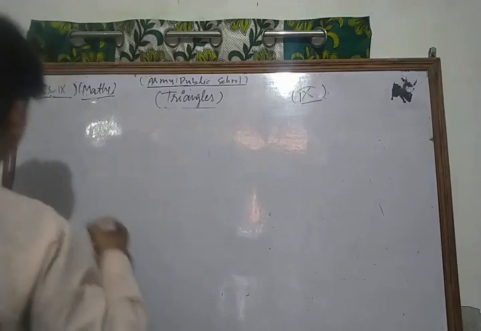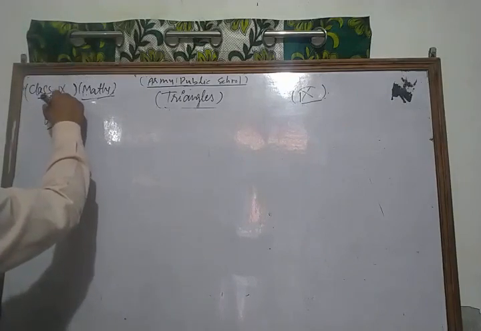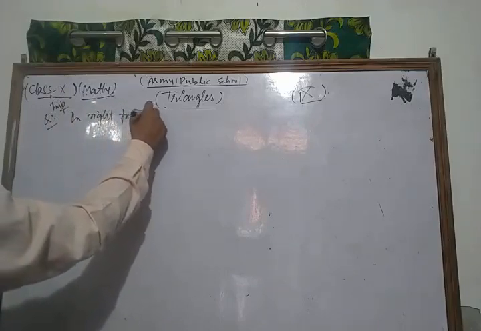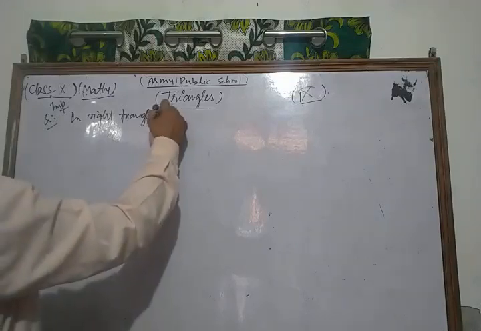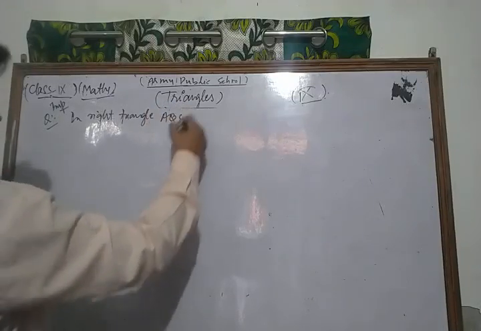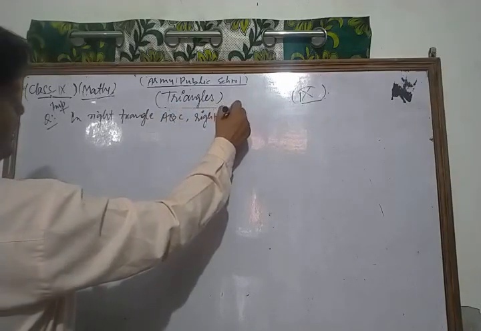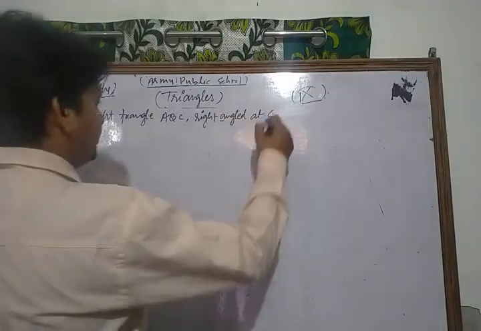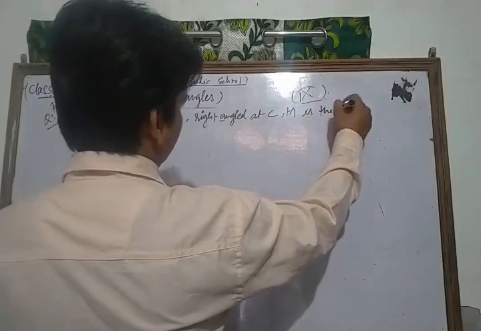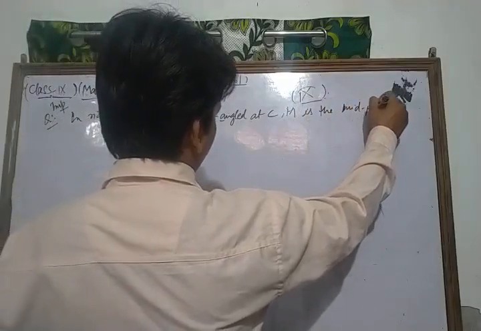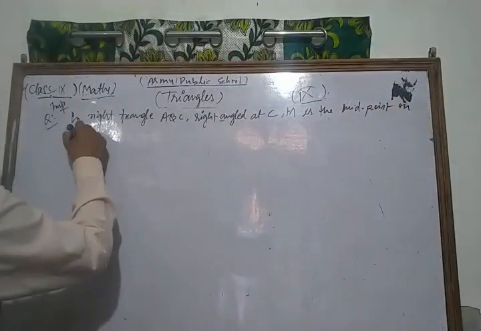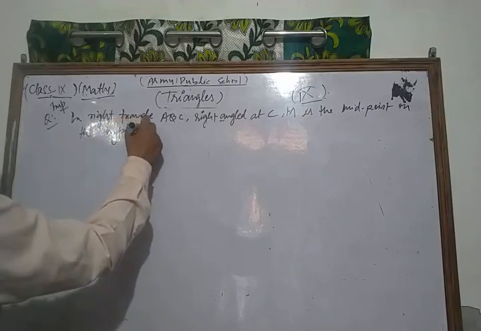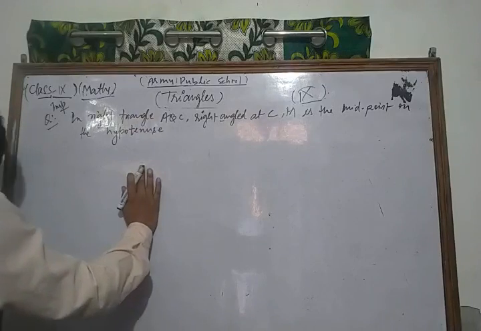In right triangle ABC, this is a very important question, dear students. In right triangle ABC, right angle at C, M is the midpoint of the hypotenuse AB.